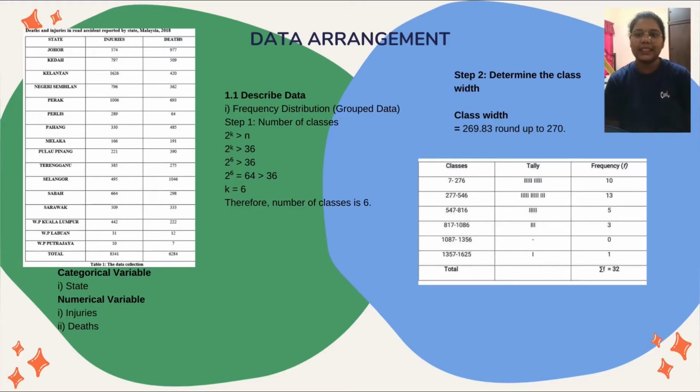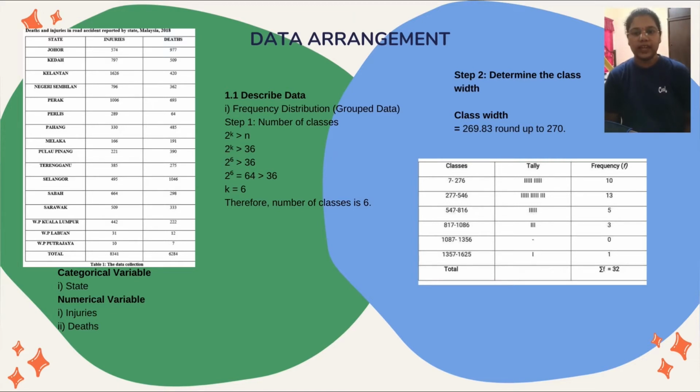We selected data on death and injuries in road accidents reported in Malaysia in 2018. We collected the data from the Investigation and Enforcement branch of the Royal Malaysia Police Traffic Department. The data collected is 32. The categorical variable from this data is state. The numerical variables are injuries and death. We grouped the data in a frequency distribution.